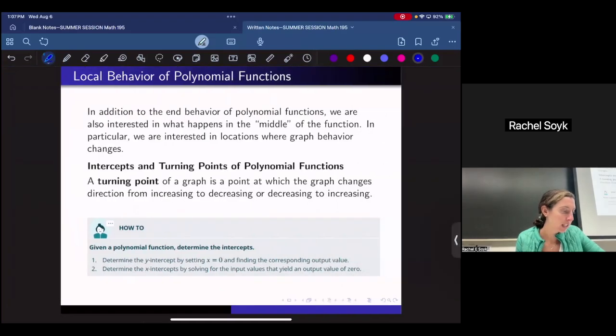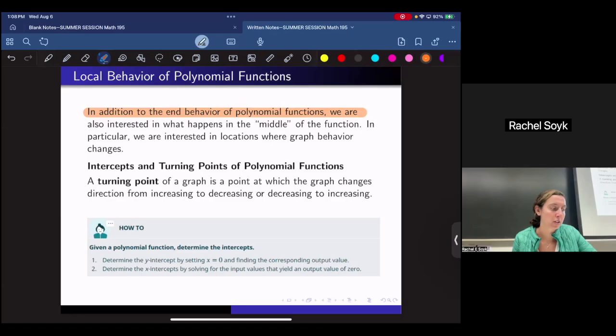Right. So our next slide is talking about the local behavior of polynomial functions. And I guess I'll read this slide for you guys. In addition to the end behavior of polynomial functions, we're also interested in what happens in the middle of the function, aka some turning points. In particular, we're interested in locations where graph behavior changes from increasing to decreasing or decreasing to increasing. So what are these known as? These are known as turning points of polynomial functions.